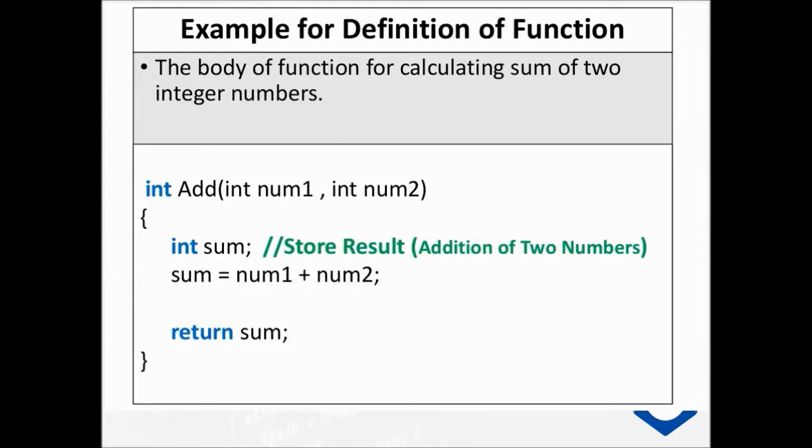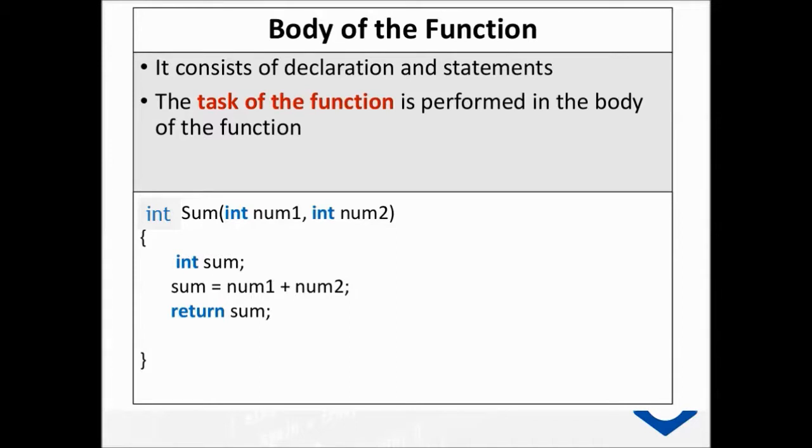So this result will be returned to the main program which called this function. So we use return sum. It consists of the declaration and statements. The task of the function is performed in the body of the function.